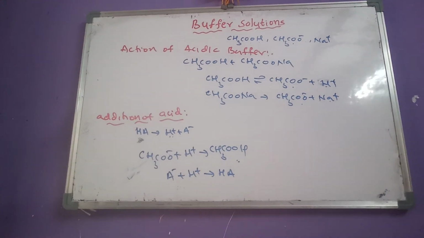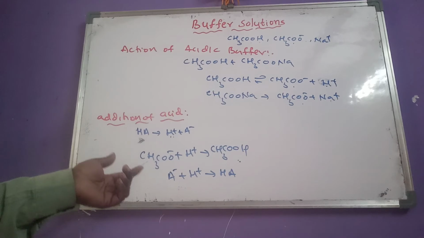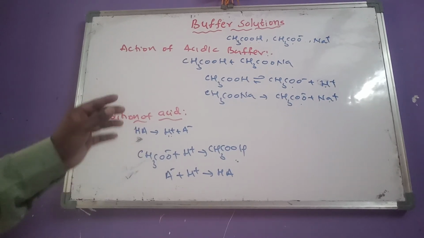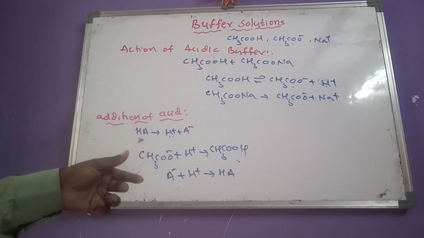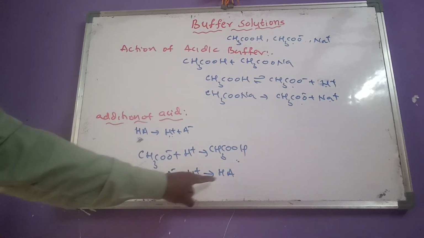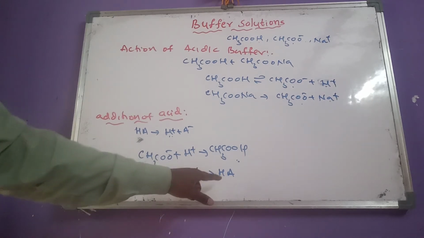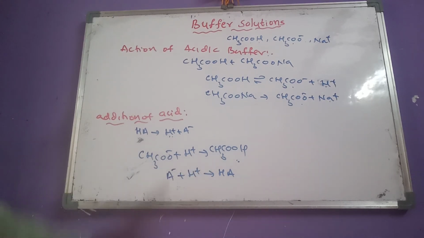In competitive exams, they give the question: when an acid is added to an acidic buffer, which reaction takes place to resist the change in pH value? One of the options is like this: A minus plus H plus gives HA. We have to take this answer.